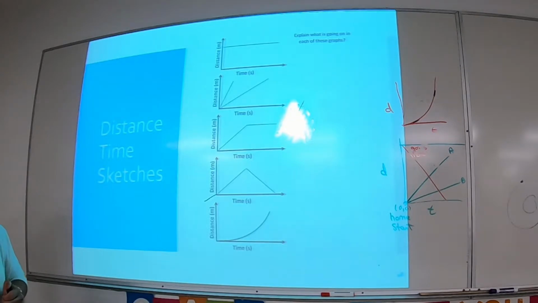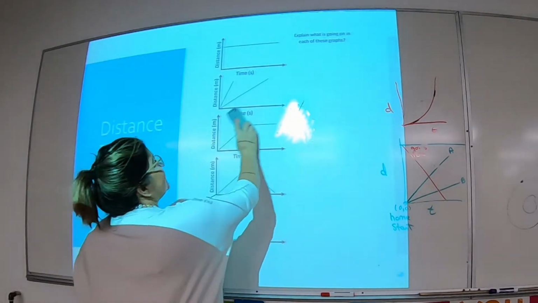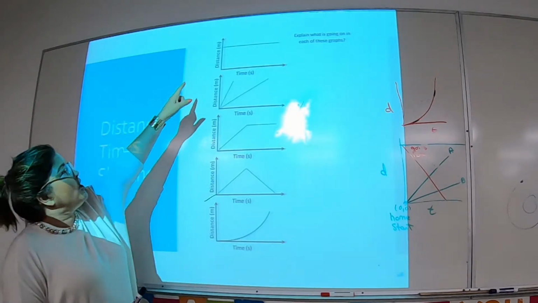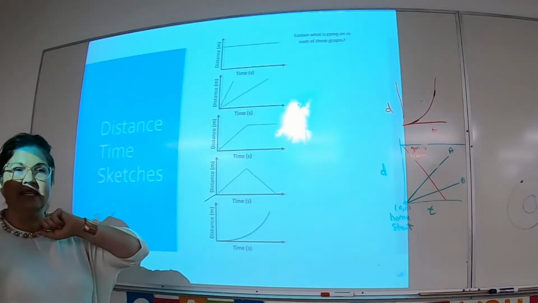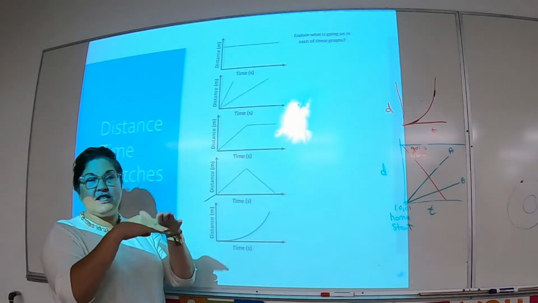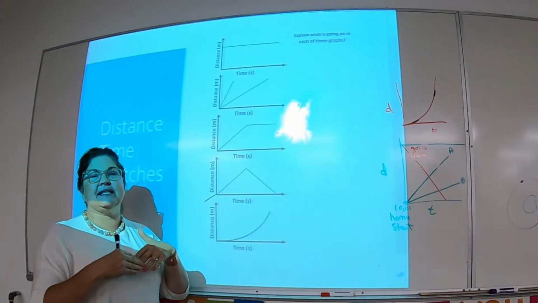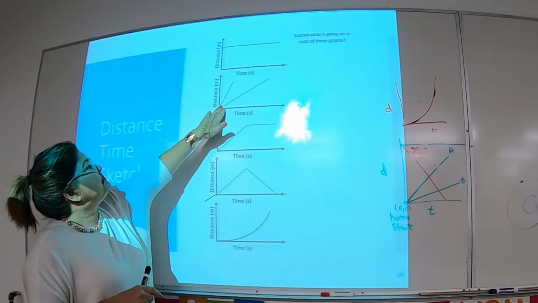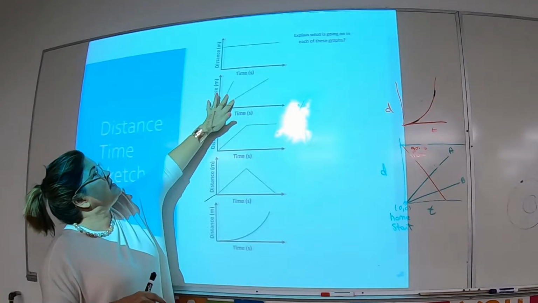Okay, what can we say here? Number one, what's happening? That object is not moving. It is stationary. It's not at home, because it's not at the origin, but it is still not moving wherever it is.